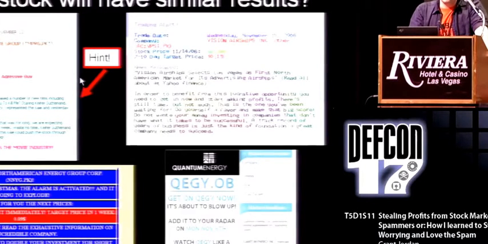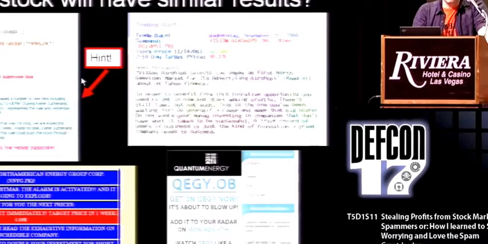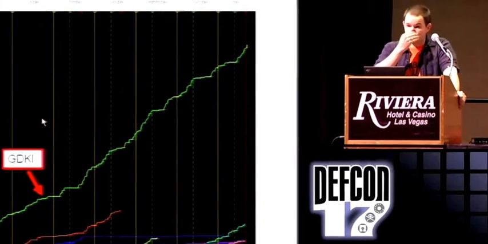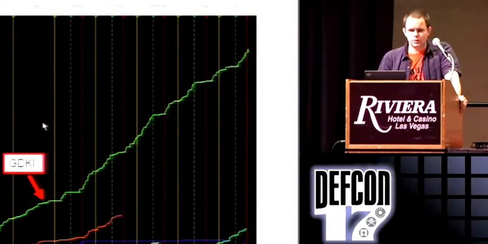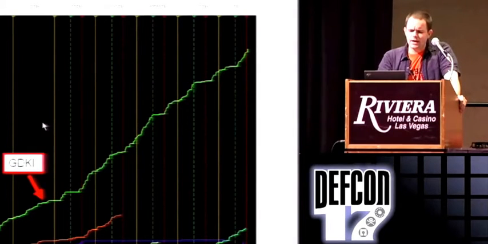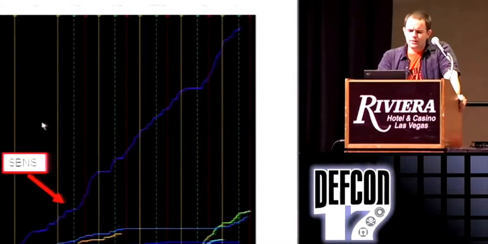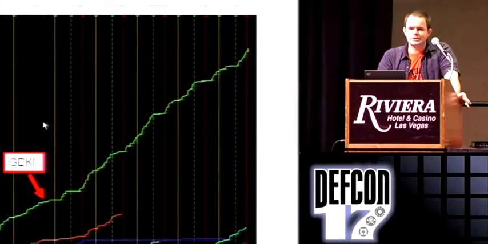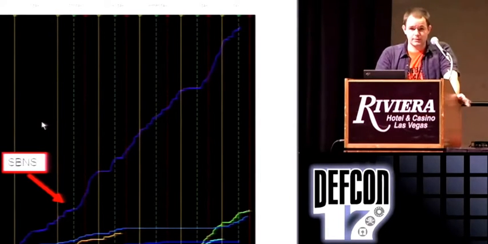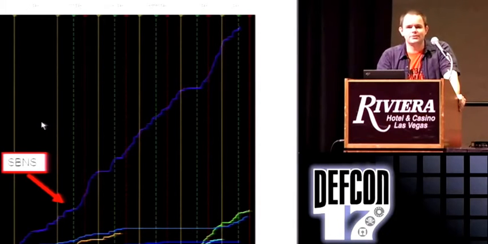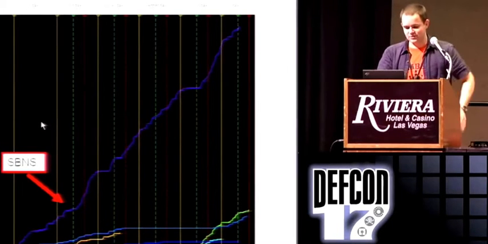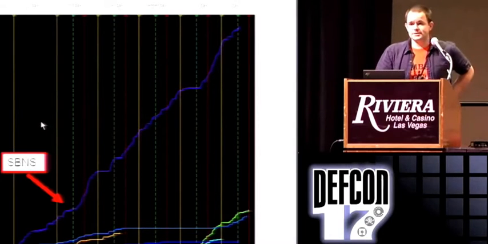So then we connect the two. We connect the style and the botnet power, and then we look at the graphs. Now, this is the graph you already saw of week 1. We have GDKI, and then we look at week 2, okay? Here's week 2. Can you spot the same spammer? Yeah, he's like the exact same line, right? The slope of his line is exactly the same. It's unchanged, but it's a different stock symbol, right?